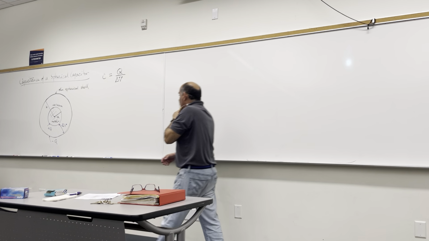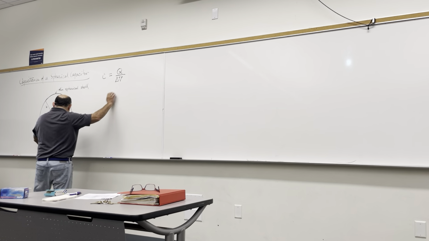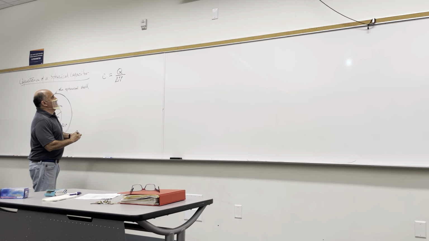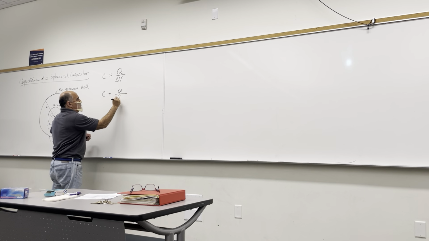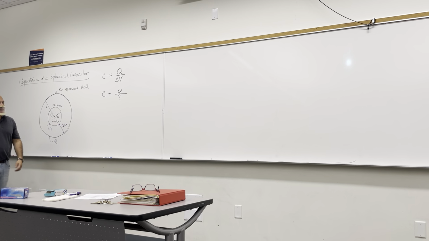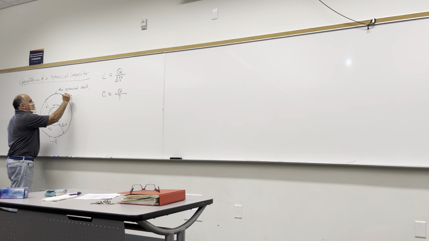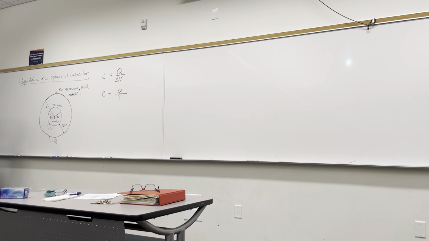So, starting with this, the capacitance will be Q divided by, well, what is the potential difference between these plates? I mean, between these two conductors. These two spherical conductors. One of them is solid, the other one is thin. Well, do we know how to calculate potential differences between two spheres like that?